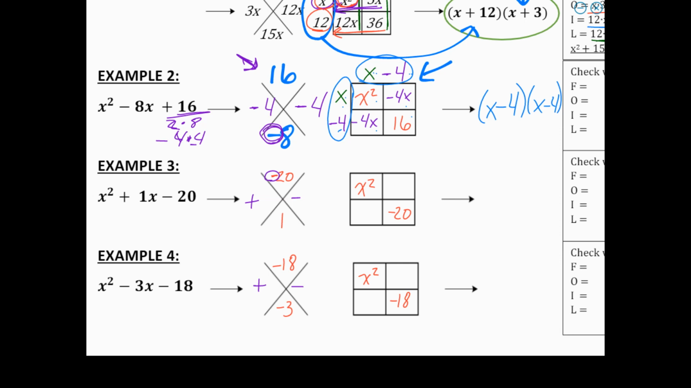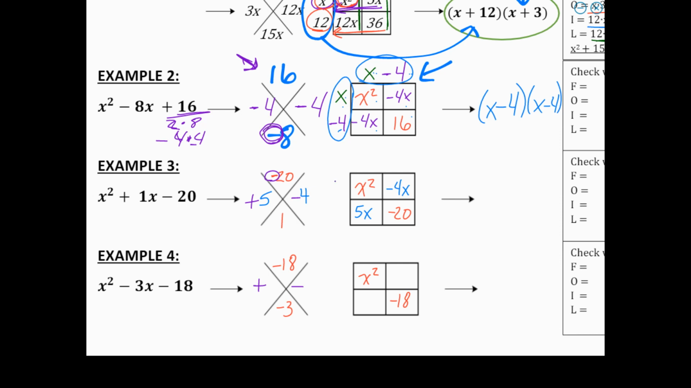Okay, so any ideas on what my factors of negative 20 might be? 5 and 4. 5 is my bigger one. 4 is going to be my smaller one. Easy money, and it adds up to 1. So we've got 5x and minus 4x in my boxes now.